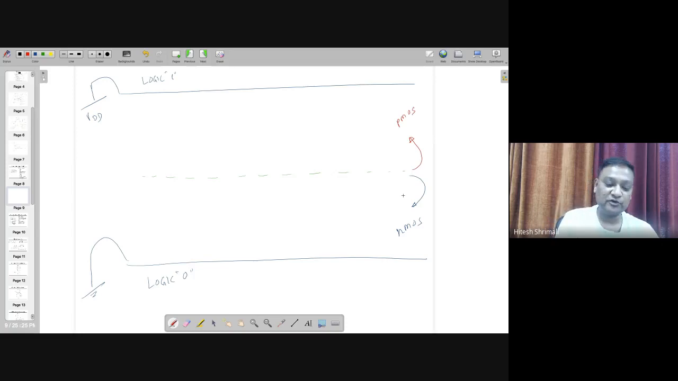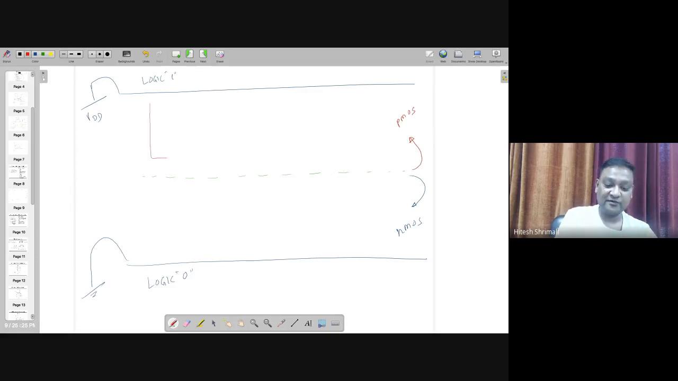You might have a two-input AND gate, NAND gate, a three-input AND gate, NAND gate, and so on. You can increase the number of inputs, which means you can increase the fan-in. In that case, you might have more PMOS and the same number of NMOS transistors.